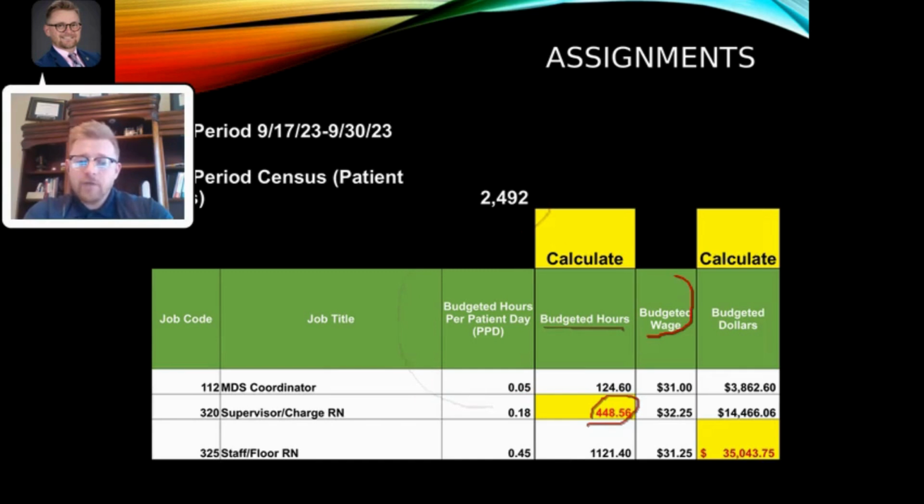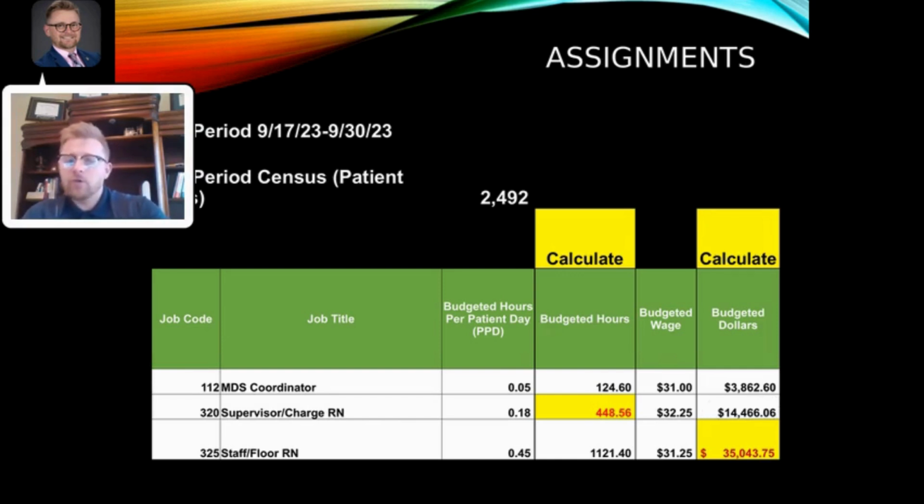Then it gives you the budgeted wage right here. Also, what is the budgeted dollars for the charge nurse? Well, we know the budgeted hours, we know the budgeted pay rate. We can determine the budgeted dollars for that job code. This is an example of your assignment. You will do it for PPD hours, PPD dollars, and you'll do it for FTE. And then at the bottom of the assignment, you'll have to answer questions, right?